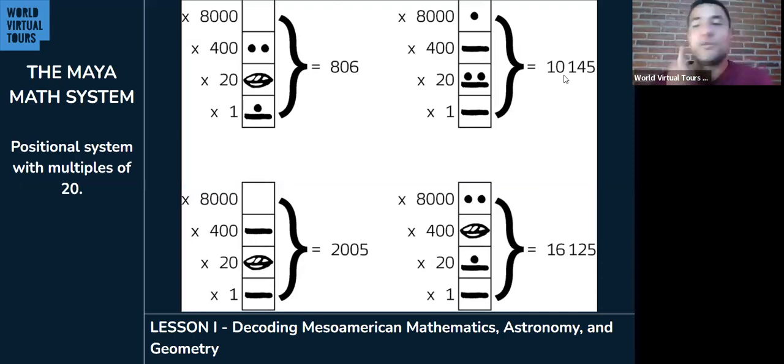The number 10,145. To reach the closest to 10,000, we have 8,000. So we have a dot, 1 time 8,000. 5 times 400, 7 times 20 for the 140, and 1 time the number 5. This representation here is the number 10,145. And this other, a bit bigger number, 16,125. 16,000, of course, is 8,000 2 times, then the 0, because we have only 120 left to reach, that is the number 20, 6 times. And the number 5 again as the bar.